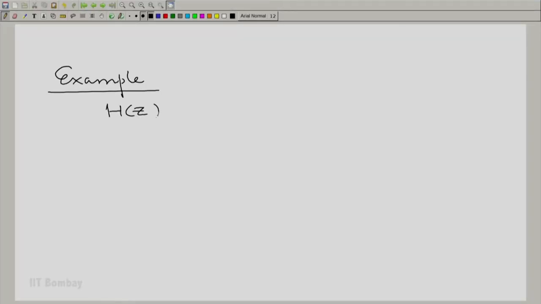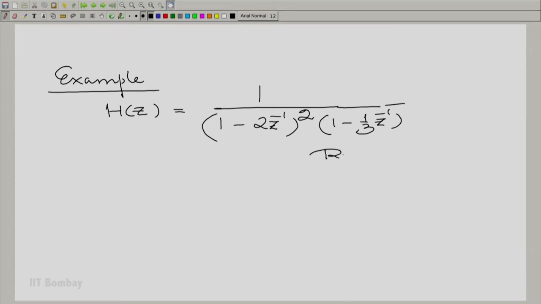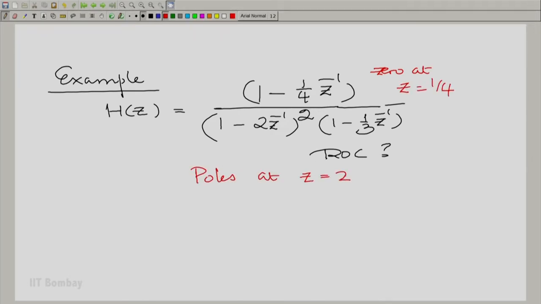If you have something like this, H(z) is 1 by 1 minus 2 z inverse. Let us take this for some variety. Now, the ROC has to be specified. So, let us draw what is called a pole zero plot, and to bring in some variety, let us also put some zeros there. Let us put one zero at z equal to 1/4. So, we have a zero at z equal to 1/4, and we have a pole at z equal to 2 and z equal to 1/3. The pole at z equal to 2 is of multiplicity 2, and the pole at z equal to 1/3 is of multiplicity 1.